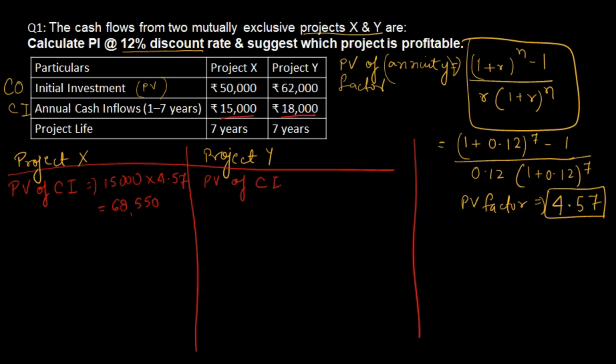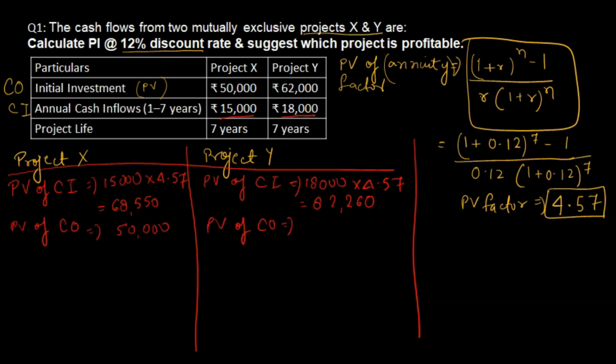Same for project Y, present value of cash inflow. It has 18,000 cash inflow each year. So 18,000 multiplied by 4.57, and you will get 82,260. This is the present value we have got, and the present value of cash outflow is given in the question. For project X it is 50,000, correct? And for project Y the value of outflow is 62,000.